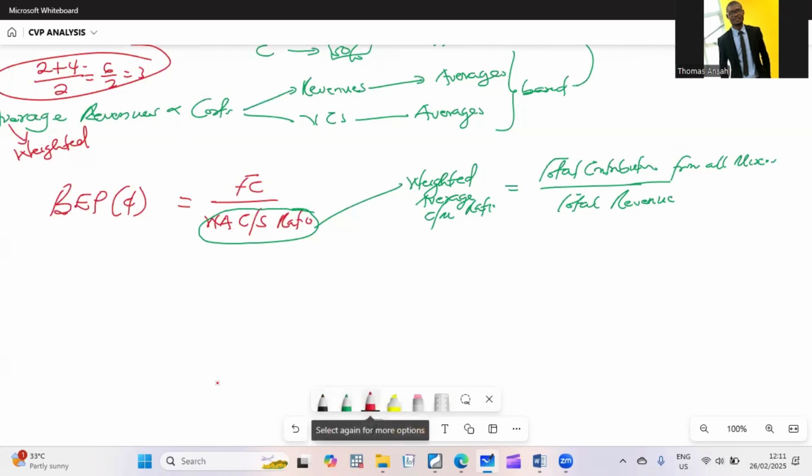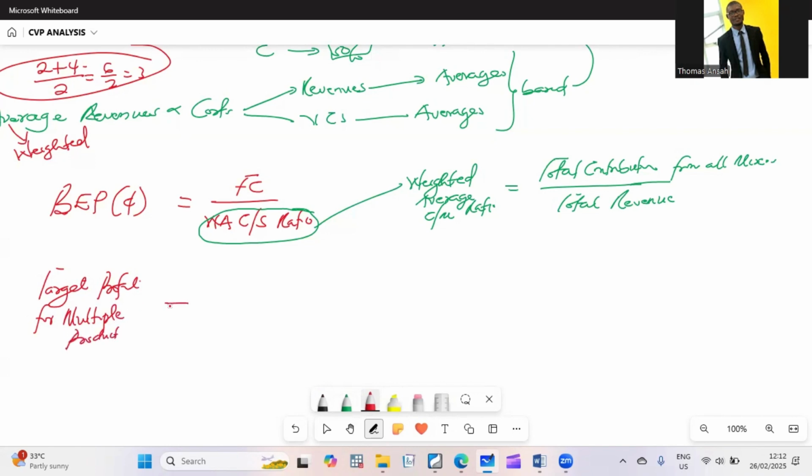Meaning that if I want my target profit in the multiple products, because you are doing multi-product, what is it going to be? Your total fixed cost plus your target profit, like we learned. All right, which usually we will divide by the CS ratio. Here it will be the weighted average CS ratio. So basically, that is that.